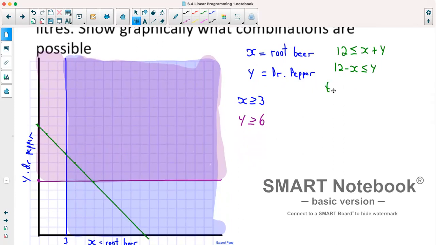Now, if I do a test point of 0, 0, 12 minus 0 is equal to us.